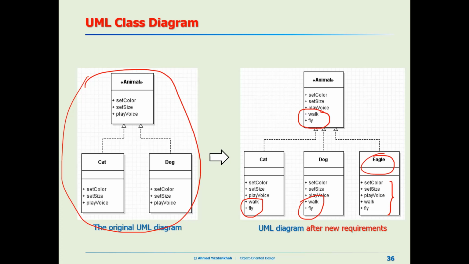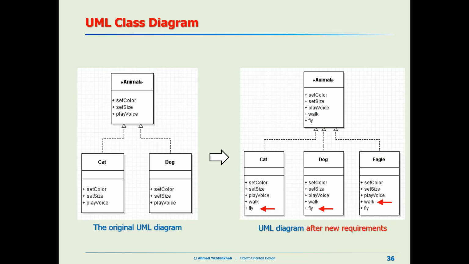So what our concern is here is these three guys. Fly for the cat and dog doesn't make sense, and walk for the eagle doesn't make sense. But since they are implementing this interface, they have to implement it. At least they should mention that in the class, even though they might be left as empty methods, we should put them there. Otherwise, the code won't compile.